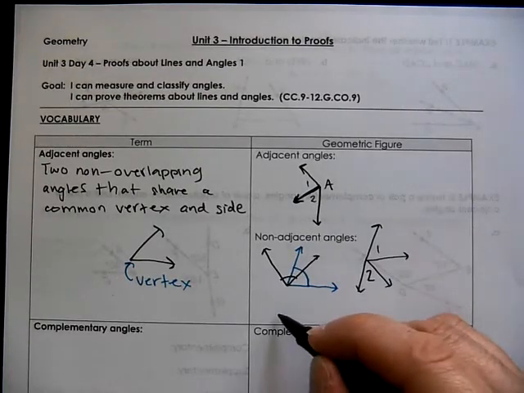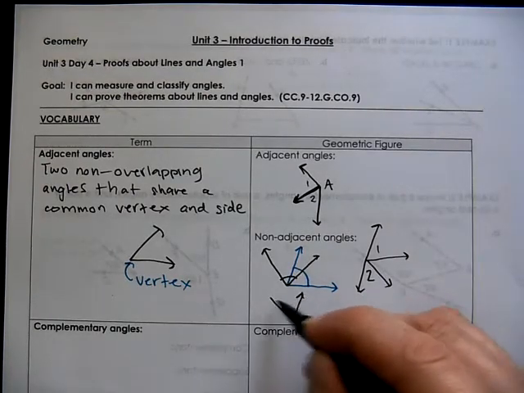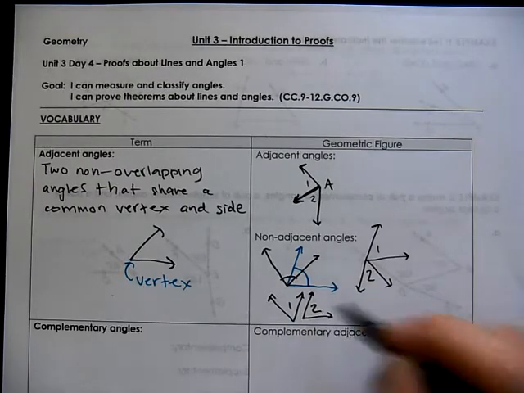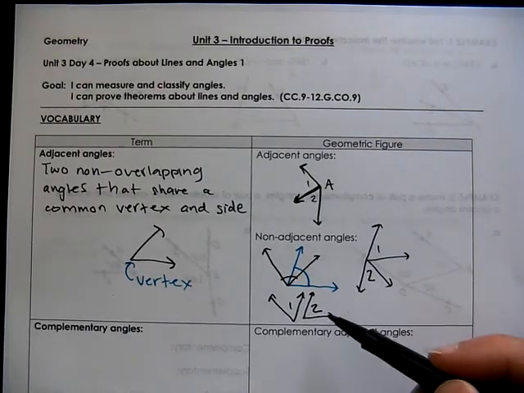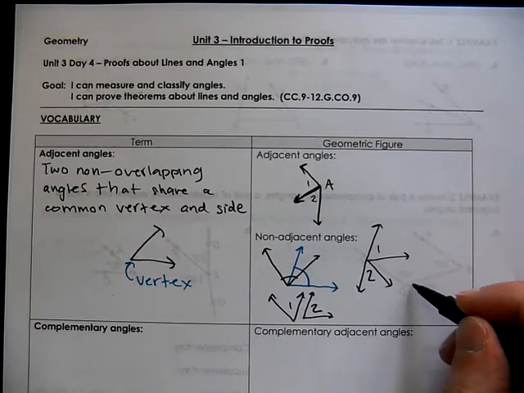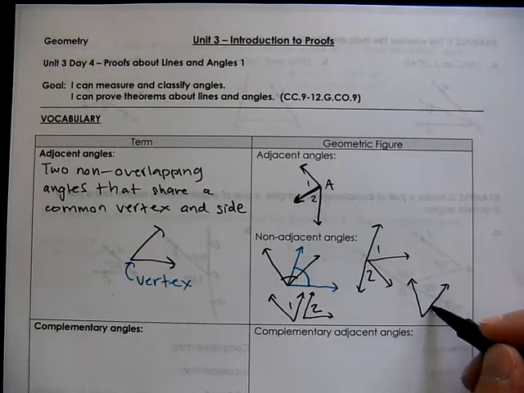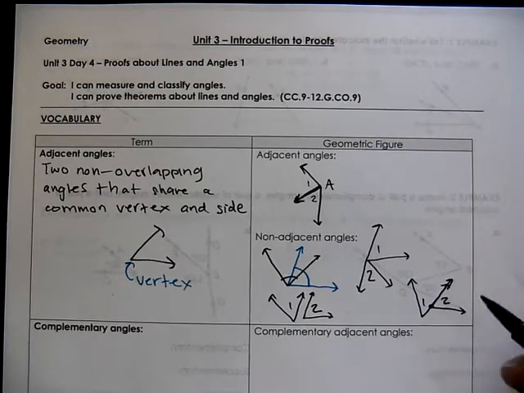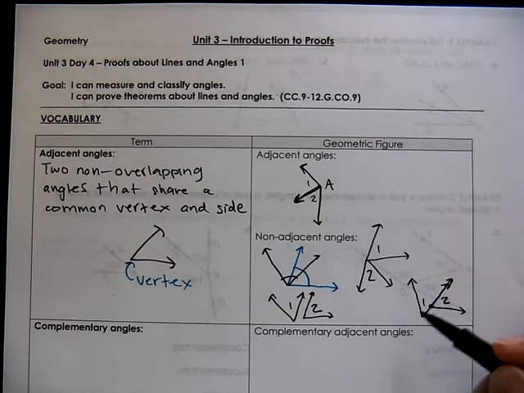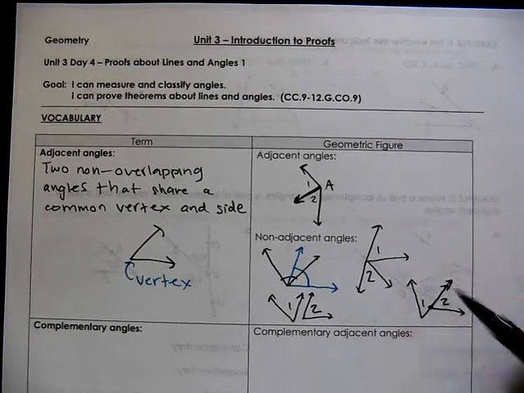Here's another pair of angles to consider. We could have angles that are completely separate like this. Here, angle 1 and angle 2, they don't have a common vertex. They don't have a common side. And here's a last example to consider. Notice in this pattern, they do have a common side, but they don't have a common vertex. So all of those are not adjacent angles.